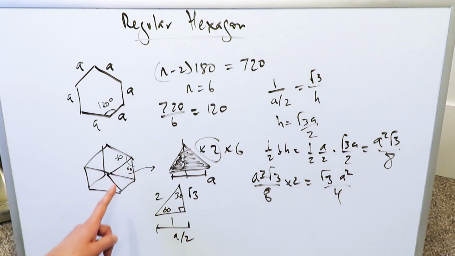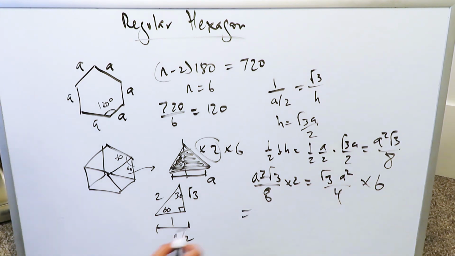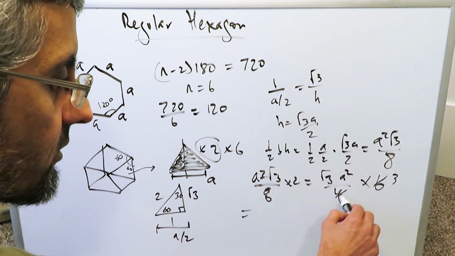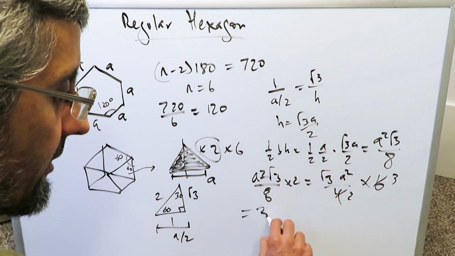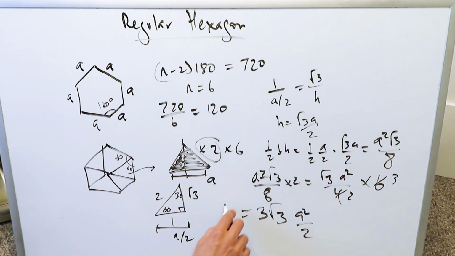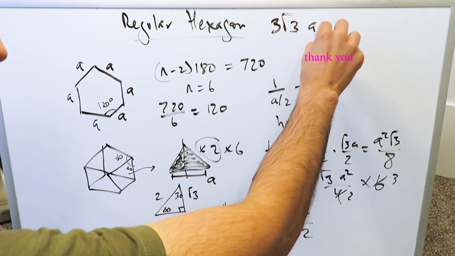But there's 6 of those. I'll multiply that by 6. When I do so, I'll get my formula for a regular hexagon. 2 goes in 6 3 times, 2 goes in 4 2 times. This 3 and that root 3 can be written as 3 root 3, then A squared over 2. That represents the area formula for a regular hexagon, and I've shown you how it's done. We'll put it for you right here: 3 root 3 A squared over 2.